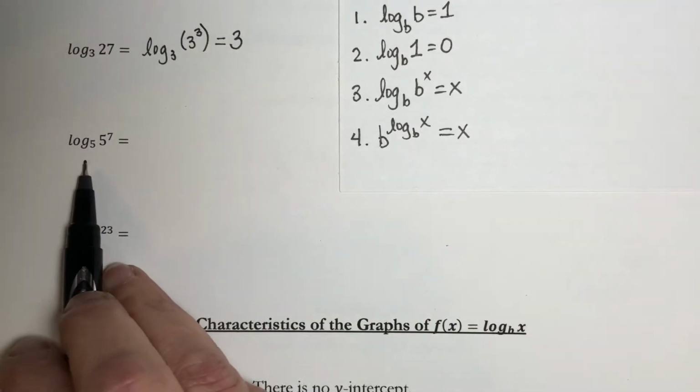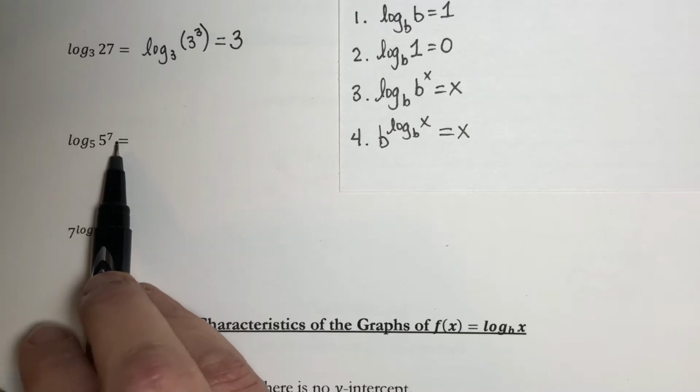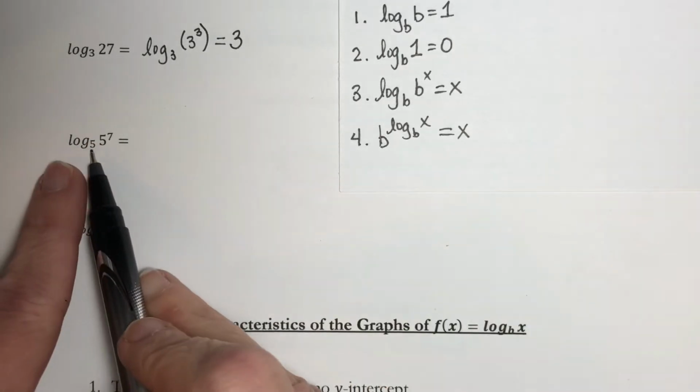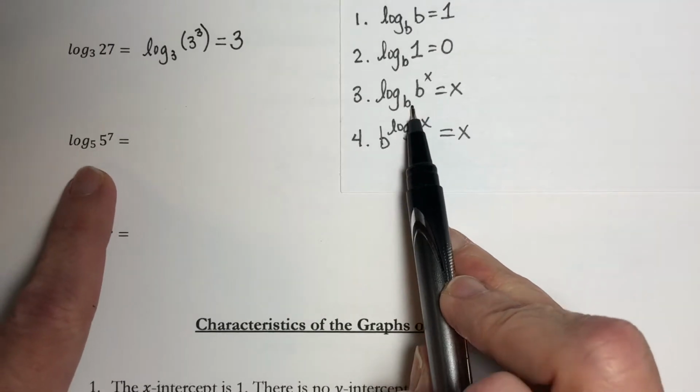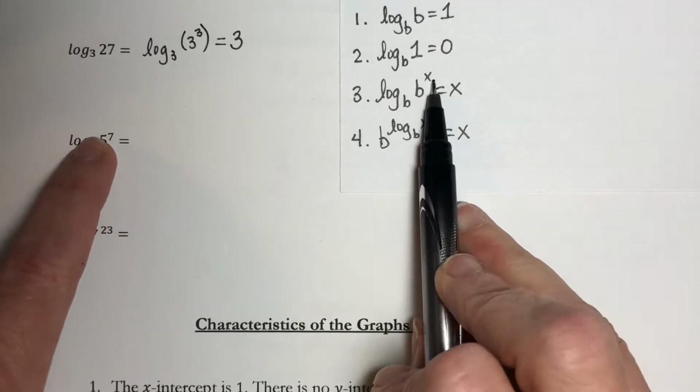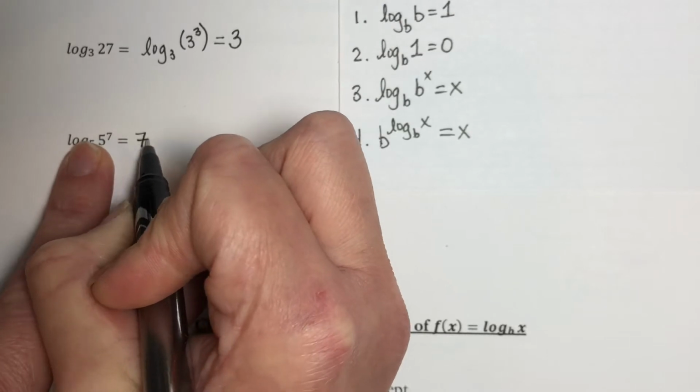Log base 5 of 5 to the 7th power. I have the same base here, and here I have precisely this pattern. So my answer is x, which is the exponent. So this is 7.